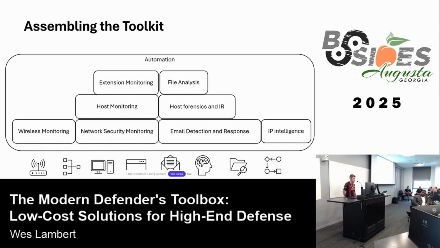So in assembling the toolkit, all right, we've got our wireless monitoring, our network monitoring, our email detection and response, our IP intelligence, host monitoring, host forensics and IR, extension monitoring, file analysis, and then wrap that up with some automation, right? We can easily tie these together. A lot of these have APIs, right? We can tie those together with things like N8N.